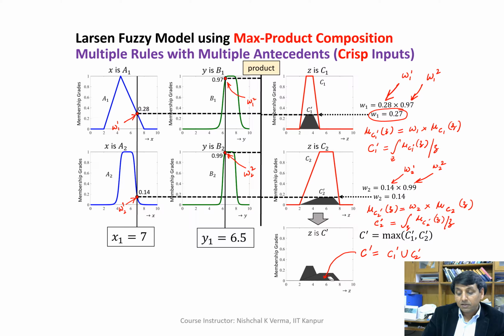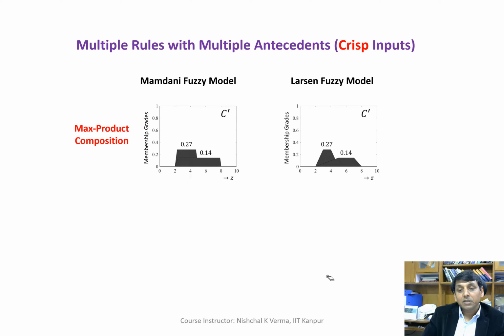Now let us compare this output of the Larsen fuzzy model here with Mamdani. So had it been the same crisp inputs, the same set of fuzzy rules and the same composition, that means max product composition. See here, the Larsen fuzzy model is giving this output, and the Mamdani fuzzy model is giving this output, which is different from the Larsen fuzzy model for the same crisp inputs and same max product composition.